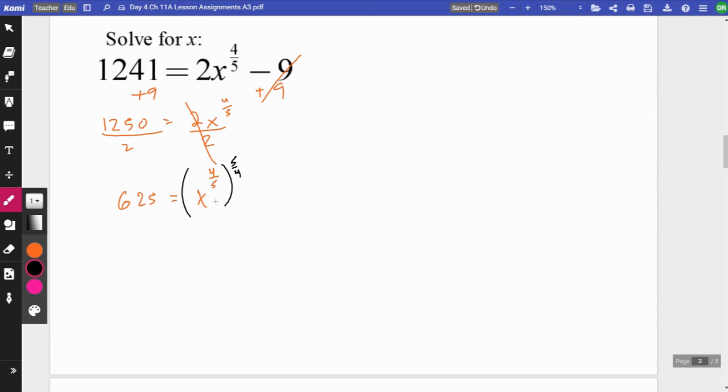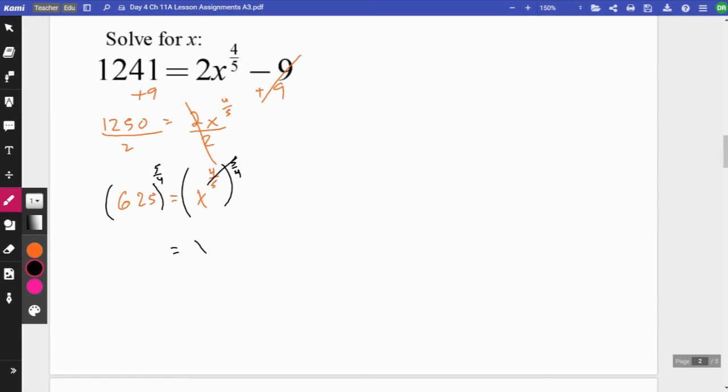5/4. The reason why is because now I would notice that x has a power, and then this whole term has a power. So I have the power to a power property, and I chose 5/4 because the power to a power property is multiplying your exponents. If I multiply the exponents together, I would get 1, thus eliminating my exponent. However, I have to do the same thing to the other side.